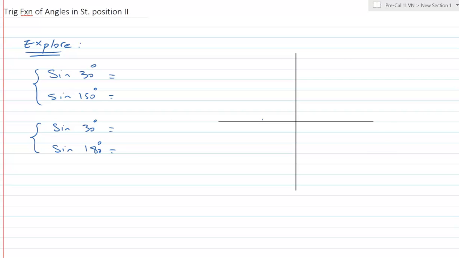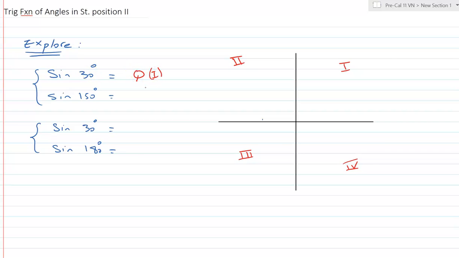Okay, let's continue with the trig functions of angles in a standard position. Alright, let's explore a couple of things. Let's suppose that we want to find out what the sine of 30 degrees is. Let's draw that. First, where is 30 degrees? Just remember your quadrants again: Quadrant 1, 2, 3, and 4. So 30 degrees is in quadrant 1. I'm going to call it Q1.